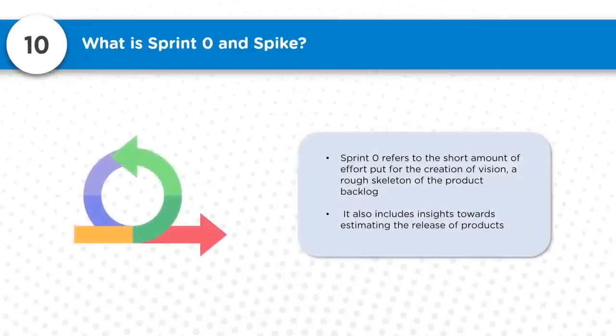So question number 10, what is Sprint Zero and Spike? The term Sprint Zero refers to the short amount of effort put into creating the vision and a rough skeleton of the product backlog. We do this whenever we need to understand how things look, to get certain insights. This also includes insight towards estimating the release of products. So you get some vision, you get some clarity, right?